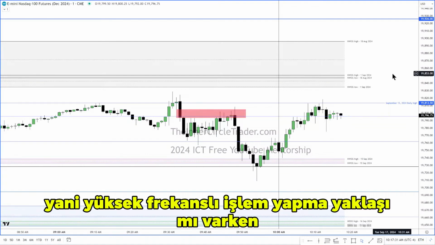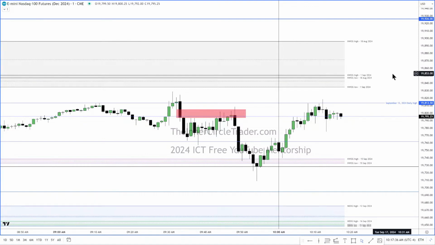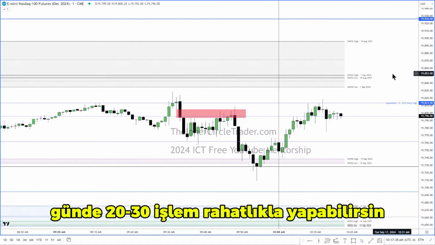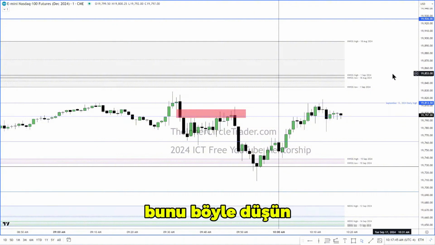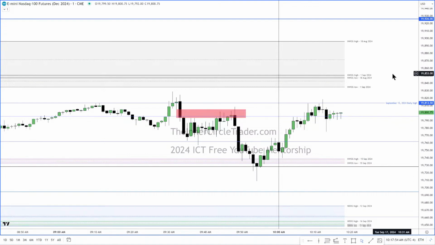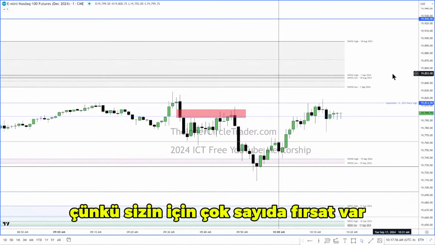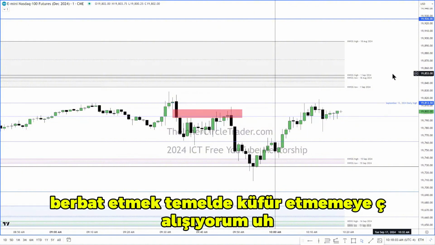So while there is an approach to trading high frequency using sub 1 minute time frames, you can get 20, 30 trades a day easily. And that wouldn't be over trading using that model. Think about that in the hands of someone that doesn't know what they're doing and it's impulsive and they're over leveraging, you're going to blow your brains out because you have so many opportunities for you to mess it up. Basically, I'm trying not to curse.